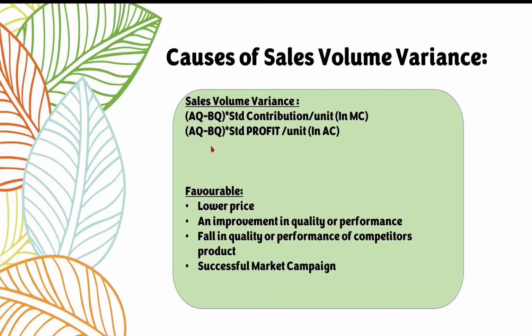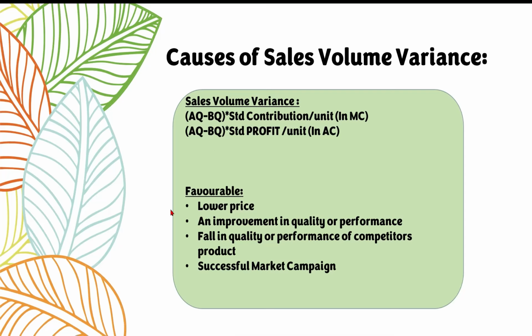So remember, if you are trying to increase the volume and reduce the price, then in that case your sales price variance will be adverse. But if you are trying to improve the quality and you are charging a premium, in that case your sales price variance will be favorable, but sales volume will be adverse. So there will be one favorable and one adverse situation, is what I want to say.